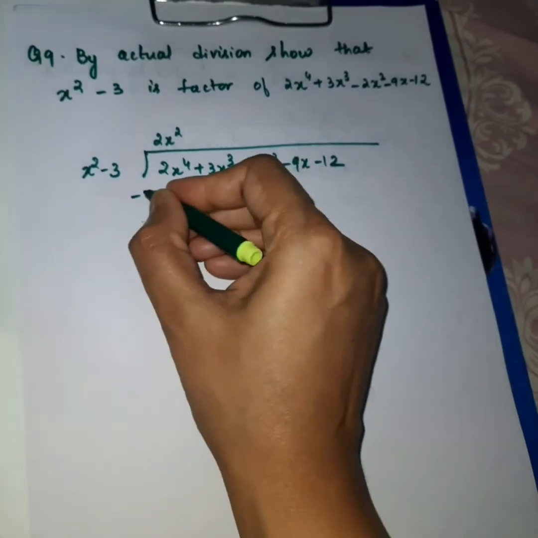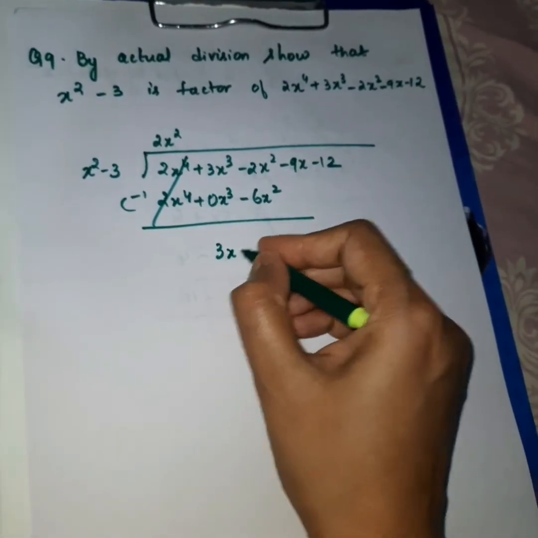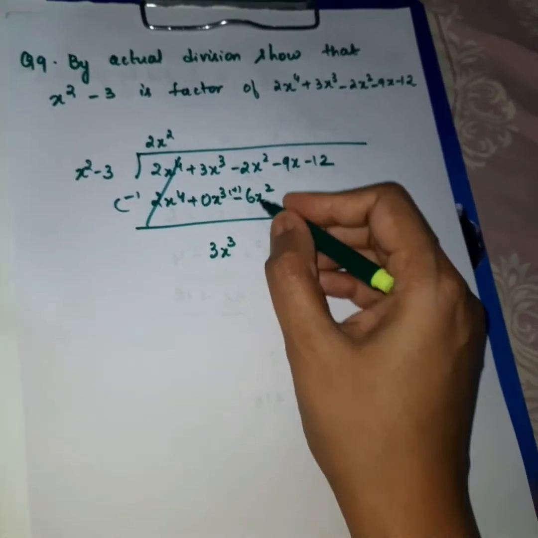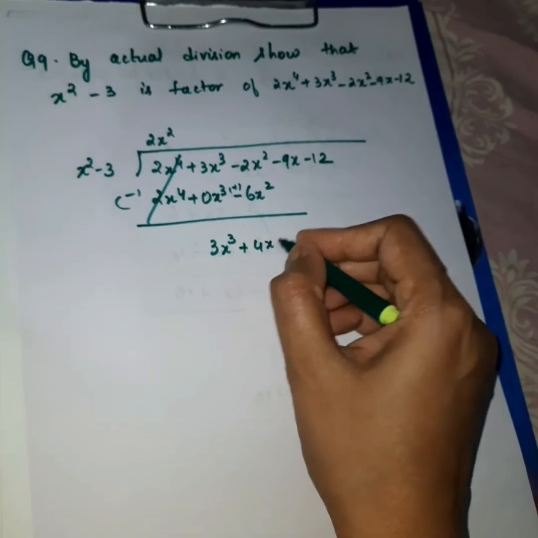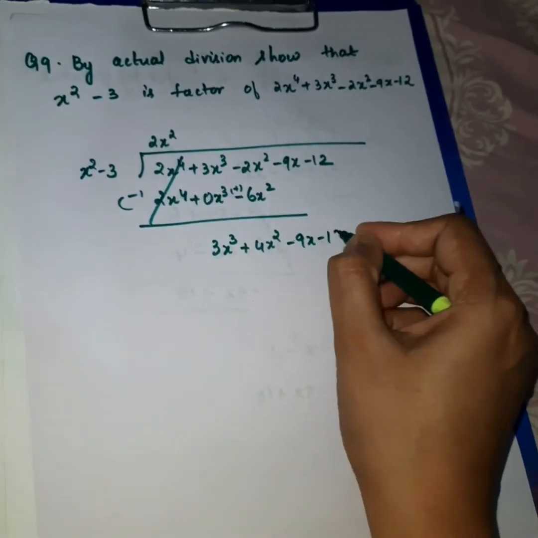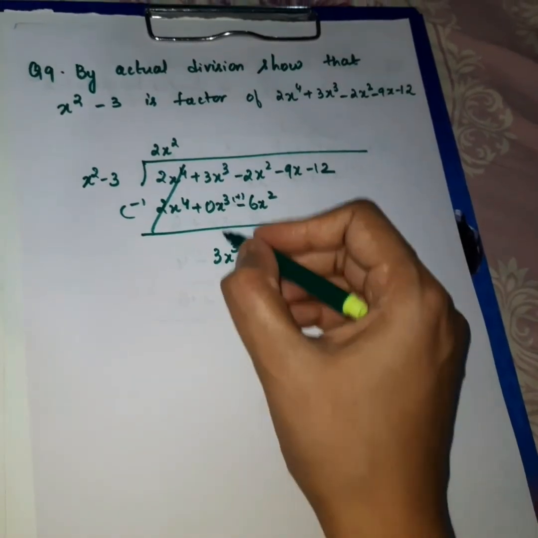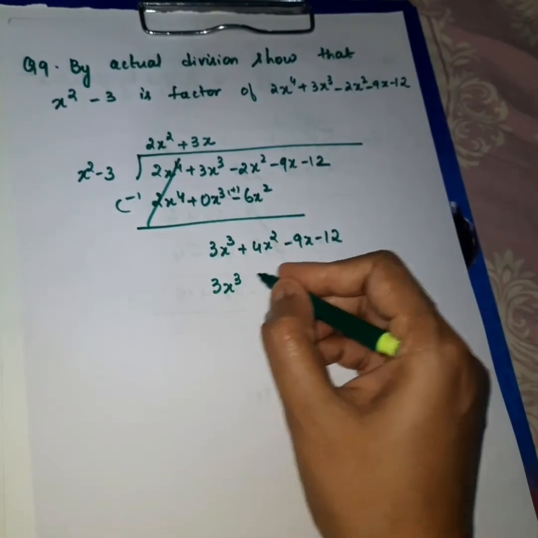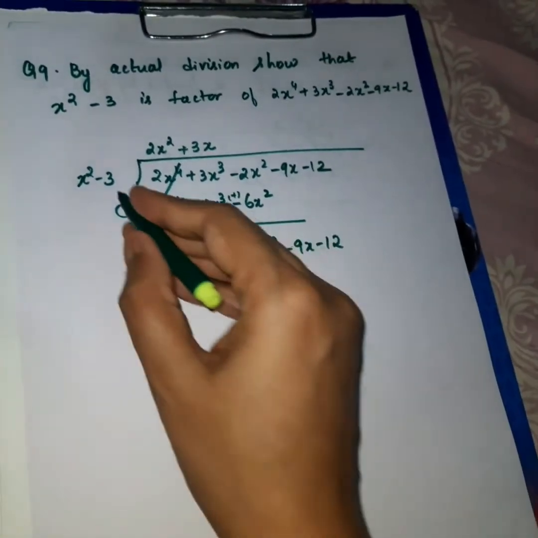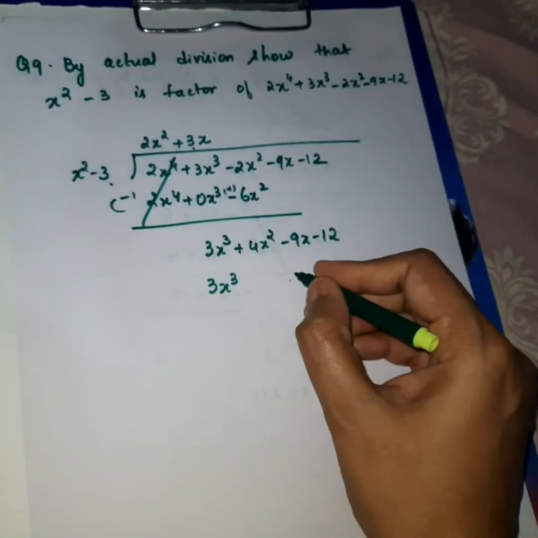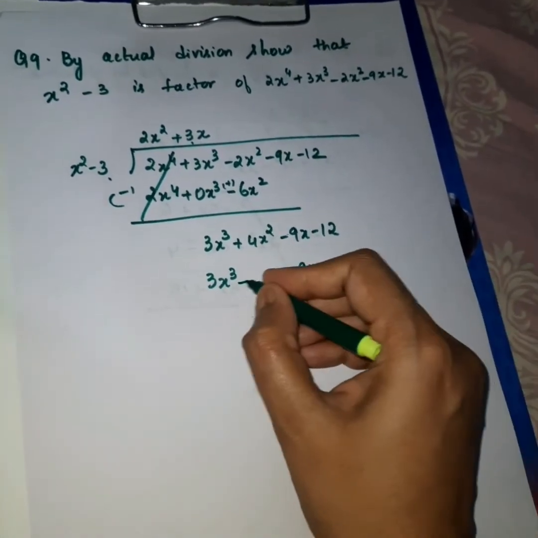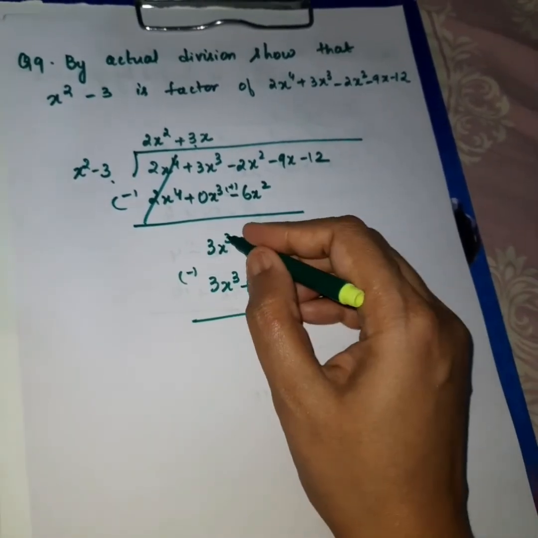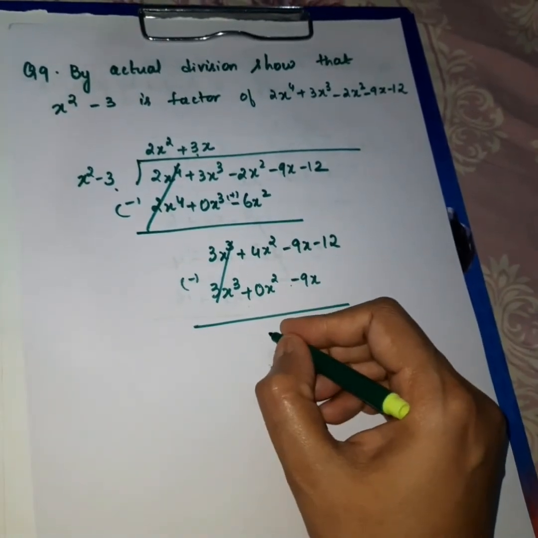By subtracting, the x to the power of 4 term goes off. So it becomes 3x cube, minus 6x squared becomes plus. So 6 minus 2 is plus 4x squared minus 9x minus 12. So just by adding plus 3x, you get 3x cube, minus 3 into 3 is 9x. There is no x squared term. So that's going to become 0x squared. Again, by subtracting, the x cube term goes off. 4x squared.